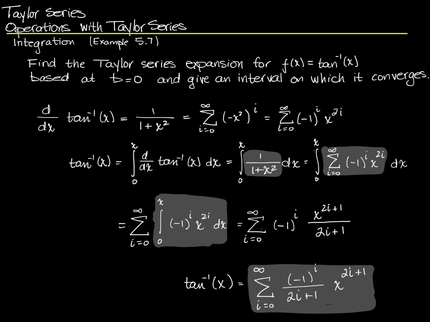So now we've talked about how to use both differentiation and integration to find Taylor series for functions when the function itself may not be obvious or may not be very nice, but either its derivative or its antiderivative is something that we can either recognize right off the bat or that we can manipulate into something that we can recognize.